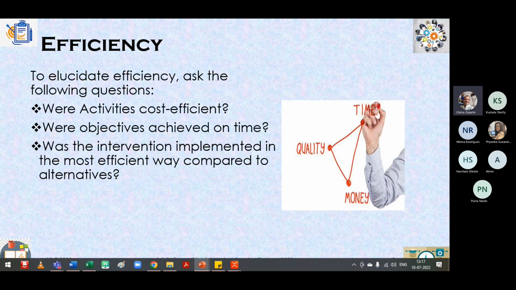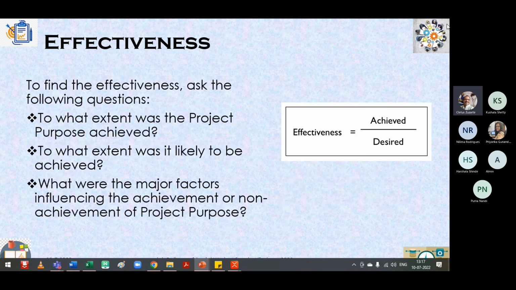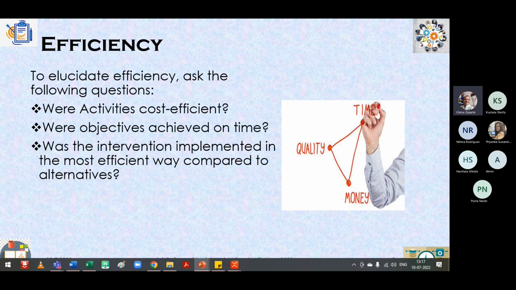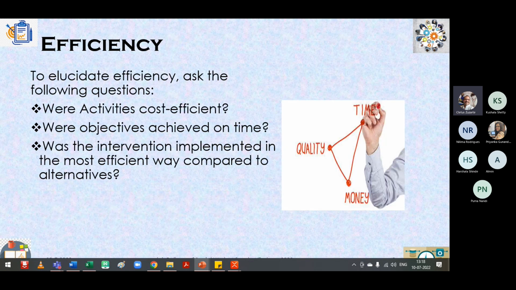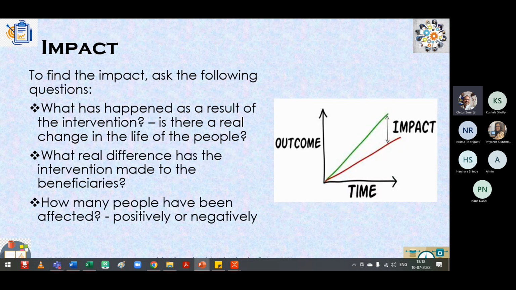Okay, sorry. Efficiency is how well your activities were cost efficient. What did I say? Actually, what I was talking to you about was efficiency. Sorry, I used the wrong word. It is efficiency, what I was talking to you about: cost, time. Effectiveness is how effective it has been in bringing about the change that I was looking at. Sorry, I meant efficiency. Now we're looking at impact.